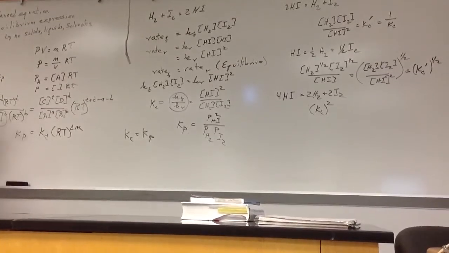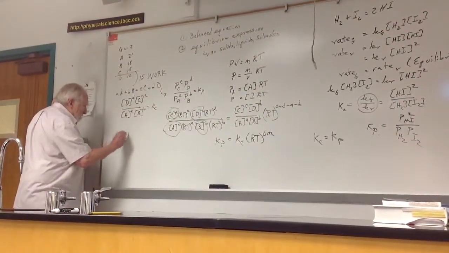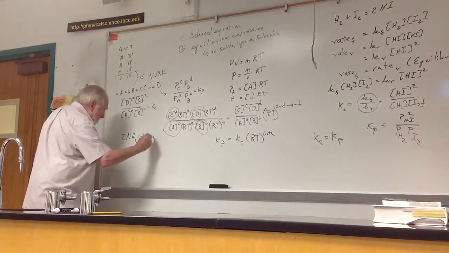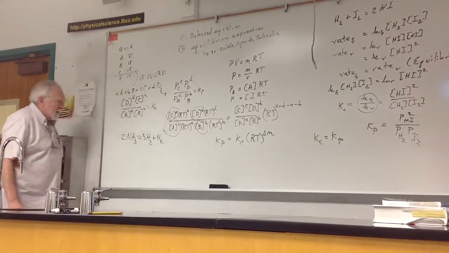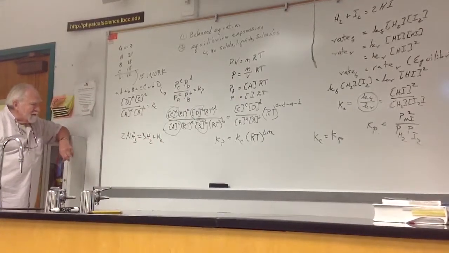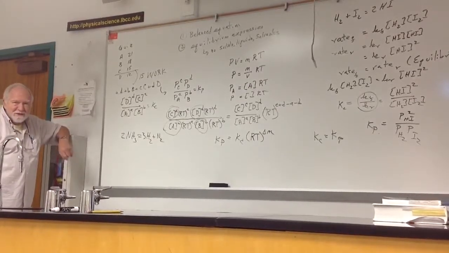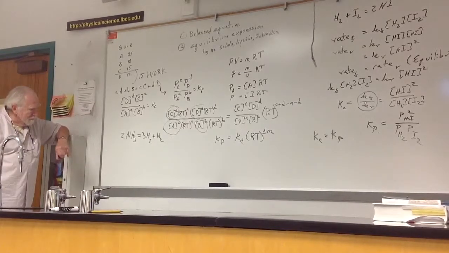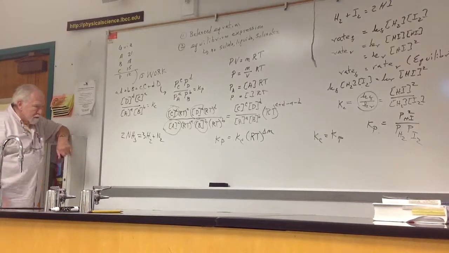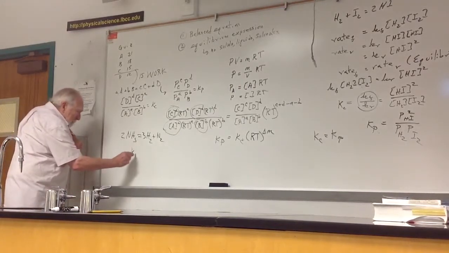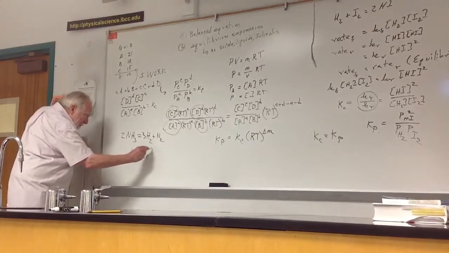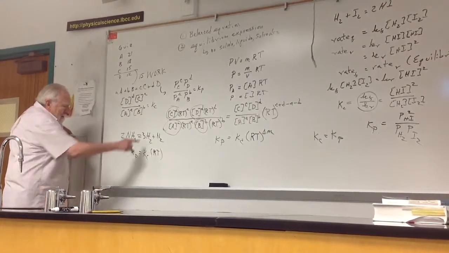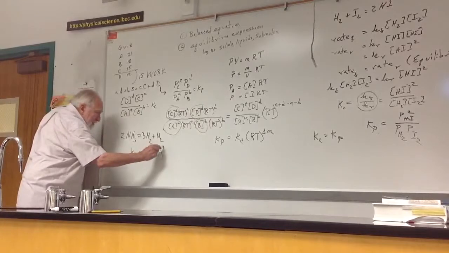On the other hand, if I have a reaction like this, all of these are gases again. How are K sub P and K sub C related? I'll work with my basic formula. It says K sub P equals K sub C times RT to the what? 3 plus 1 minus 2 is 2, so squared.